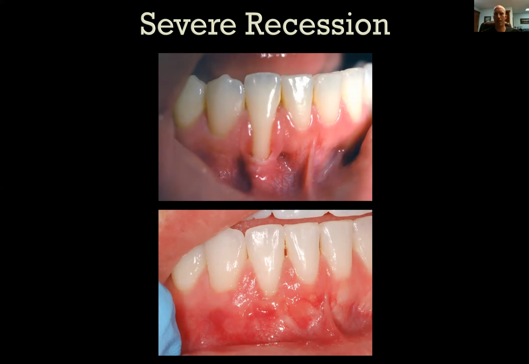I showed this case earlier. This patient actually went through orthodontics and they were unable to move that tooth number 26 lingually. And so the orthodontist sent the patient and asked, can we just do a soft tissue graft and get that root covered where it is? And we were able to accomplish that for them.